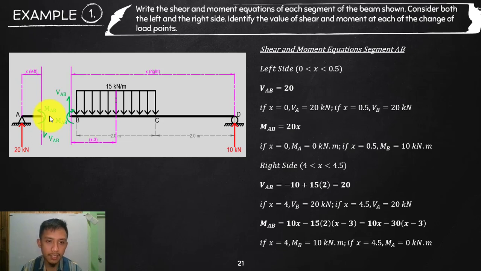Once you are analyzing your BC, let's say you want to analyze a section here, you cannot use the equation that we derived for AB, since that is only good for X from 0 to 0.5.